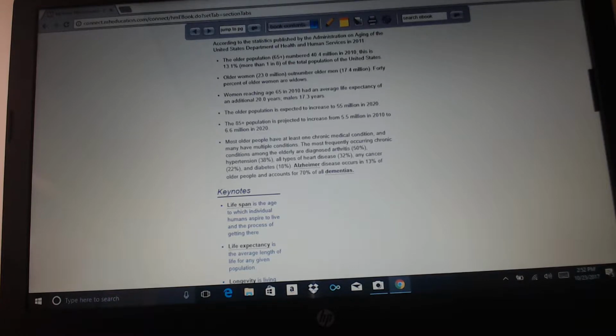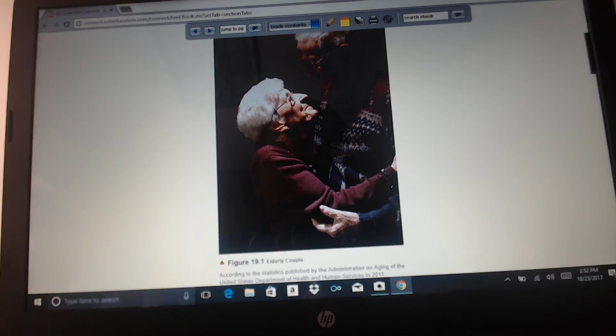Women reaching age 65 in 2010 had an average life expectancy of an additional 20 years, males 17.3 years. The older population is expected to increase to 55 million in 2020. The 85 plus population is projected to increase from 5.5 million in 2010 to 6.6 million in 2020. Most older people have at least one chronic medical condition, and many have multiple conditions. The most frequently occurring chronic conditions among the elderly are diagnosed arthritis, hypertension, all types of heart disease, any cancer and diabetes. Alzheimer's disease occurs in 13% of older people and accounts for 70% of all dementias.